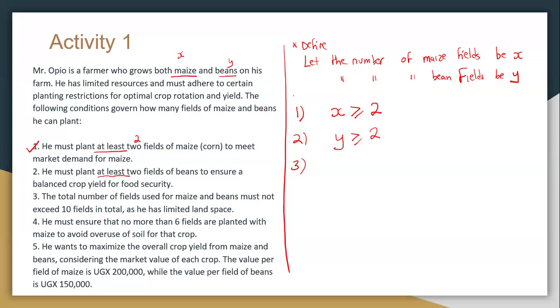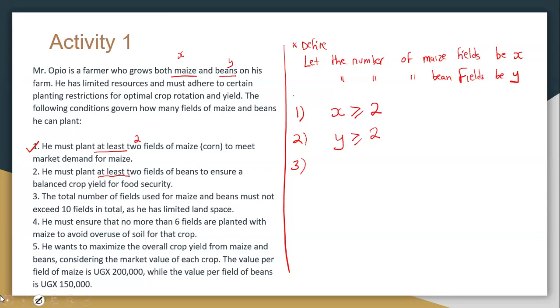Kindly, first write for me that inequality in the chat. First write for me what you think you are going to write. Try it. Read the question again. The total number of fields used for maize and beans must not exceed 10 fields in total, as it has limited land and space. Less than or equal to. Okay, less than or equal. Very good.